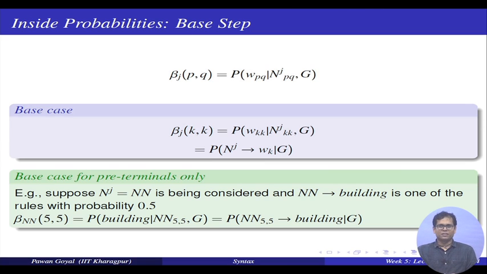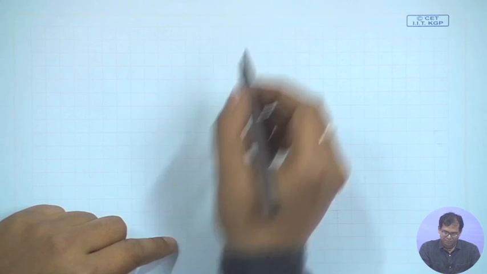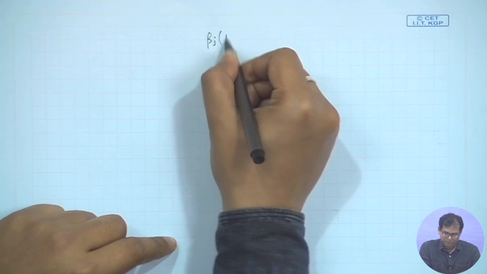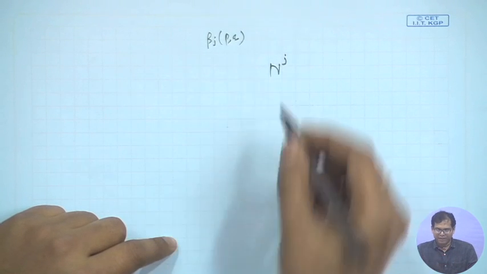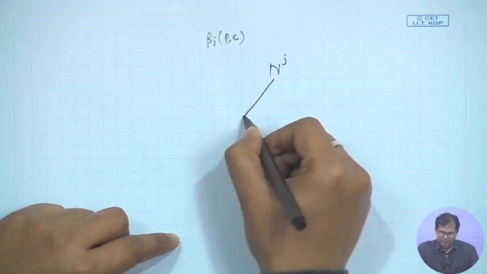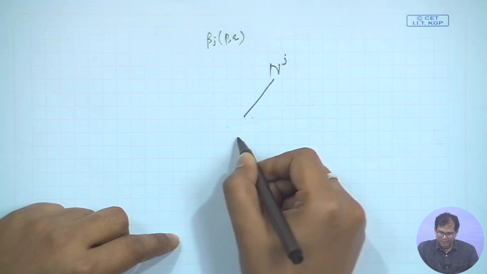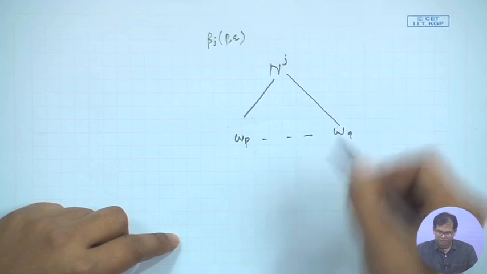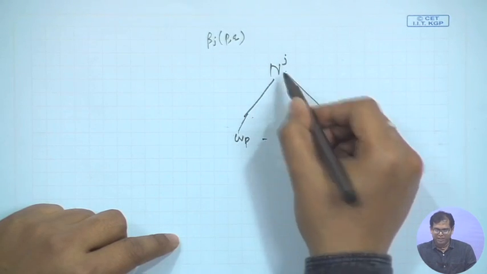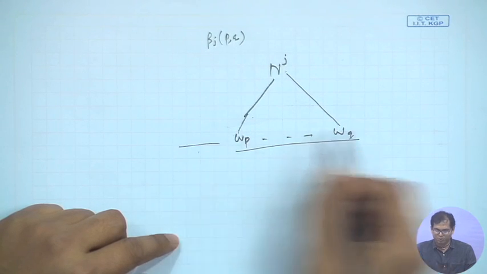So, this is my base case. Now, what would be the inductive case? I have to go bottom up. So, let us take a generic beta j p q. How do I derive it in terms of the smaller values? If I have to compute beta j p q, it means that I have a non-terminal N j, and that is deriving a sequence w p up to w q, and I have to compute this probability given N j, the probability of the sequence w p to w q.